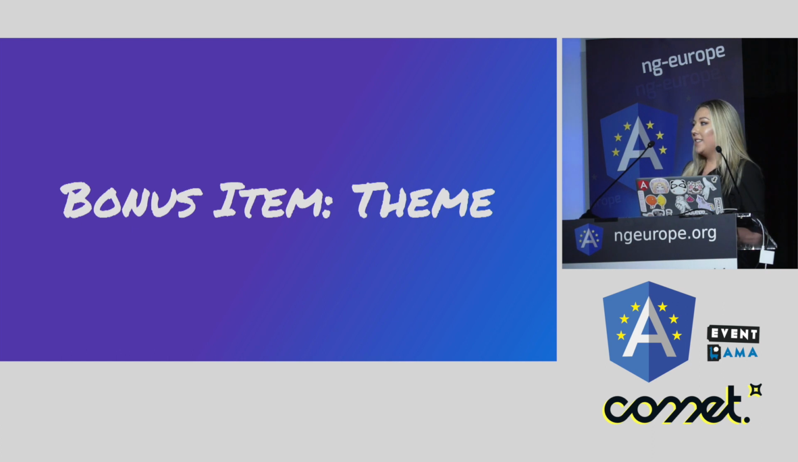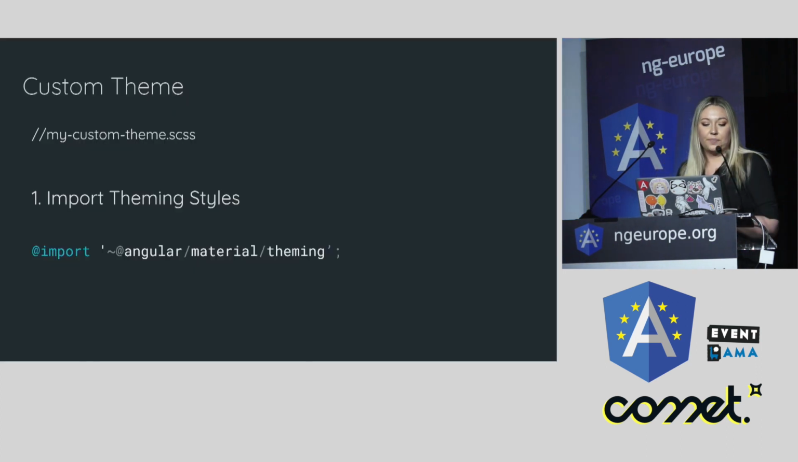Now the last item is a bonus item. So it's not necessarily a component, but I get really excited because what I love about the library is the option for customizing what it looks like. So Angular understands that you might not want to follow the visual language of Material Design, right? You need to use your own branding and colors. And so they really made it easy for you to customize your own theme. So I want to walk you through what that would look like.